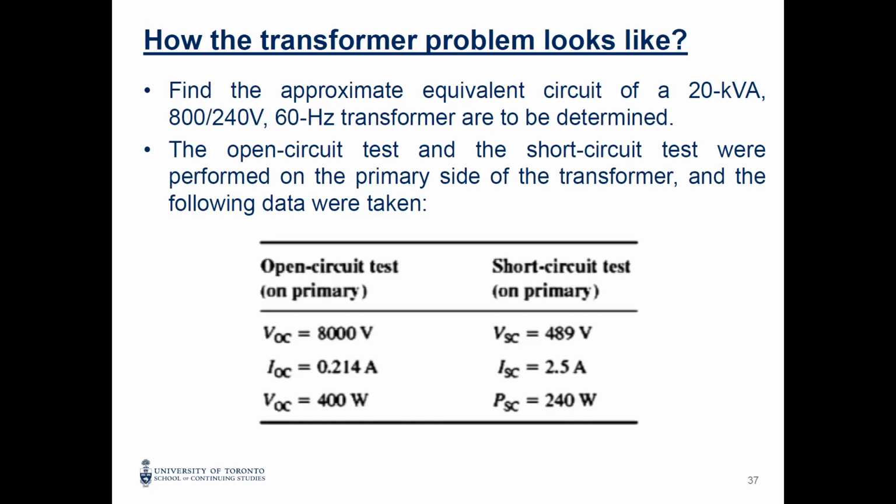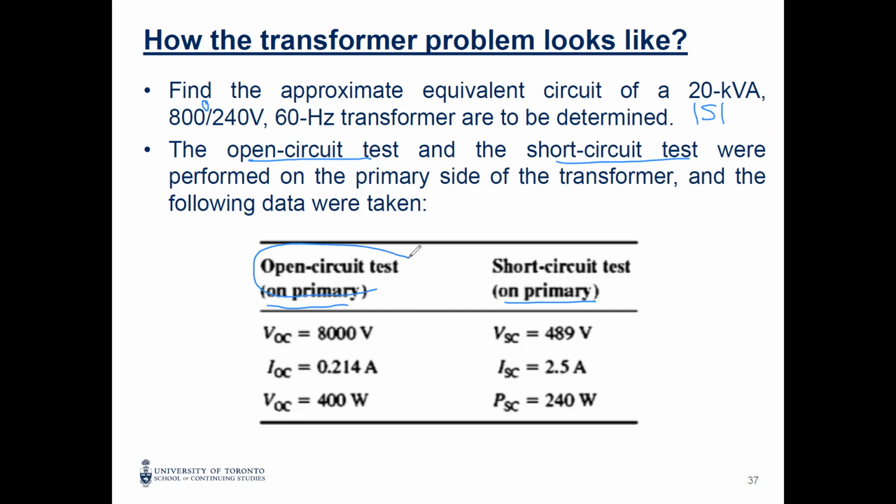This is how the problem for the transformer looks in the exam. They provide this and ask you to solve for the parameters. Do the short circuit test and the open circuit test. This is the S magnitude. This is the voltage. I believe this is 8,000, not 800. And do the open circuit test, short circuit test. This is what we have.